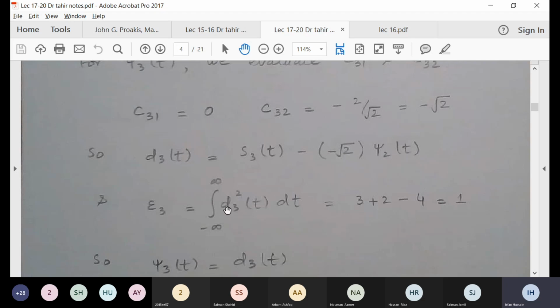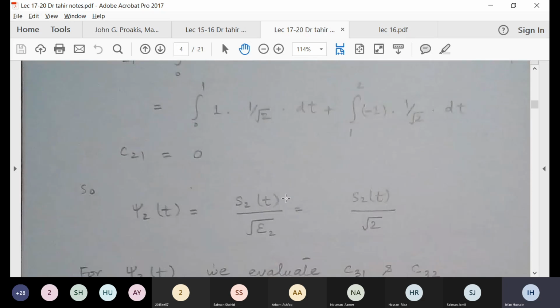Now you need to find the energy because you have to normalize this. So there are various ways. One thing that I mostly used to do, I used to draw D3 first and then find its energy. But it is not necessary. You don't have to draw. You can also do it directly.